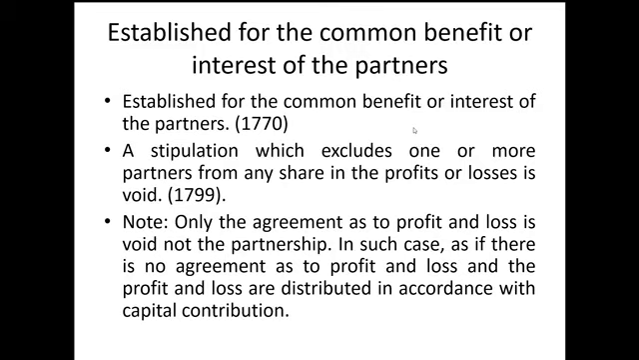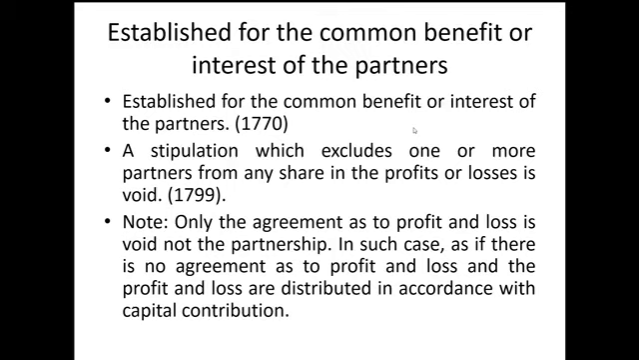Now, under 1799 nga, sabi dyan, a stipulation which excludes one or more partners from any share in the profits or losses is void. Kasi halimbawa, sabi ko nga si ABC nag-form ng partnership. Okay, since si A is multi-billionaire, ang agreement nila, A will no longer share in the profit. Tapos, hahatiin na lang ni BC ng 50-50 yung share sa profit. Now, in that case, as if wala silang agreement ng distribution ng profit and loss, therefore, the profit and loss will be distributed based on respective capital contribution.